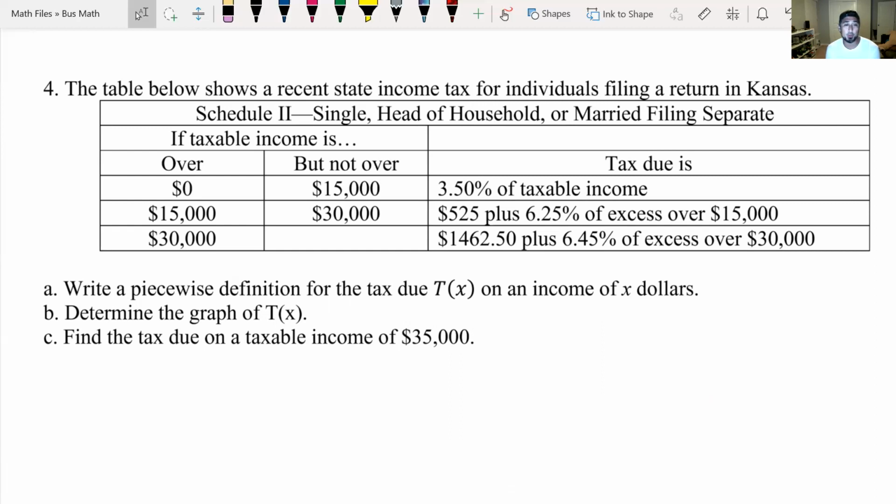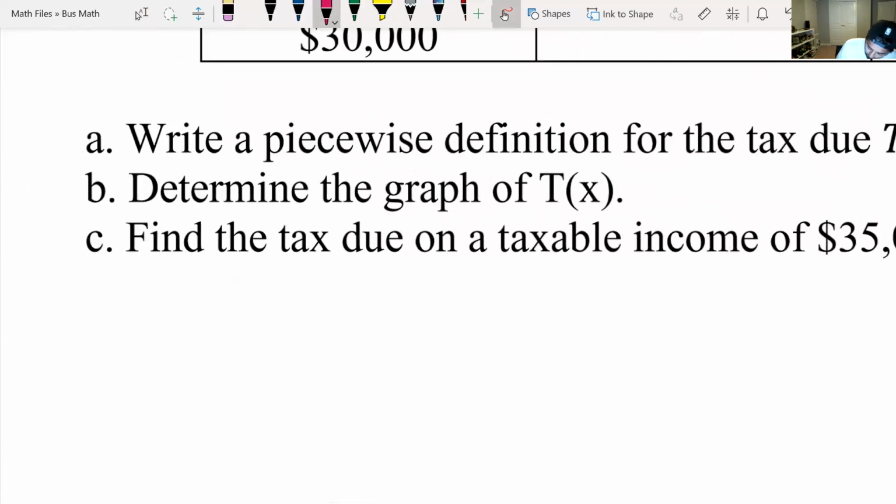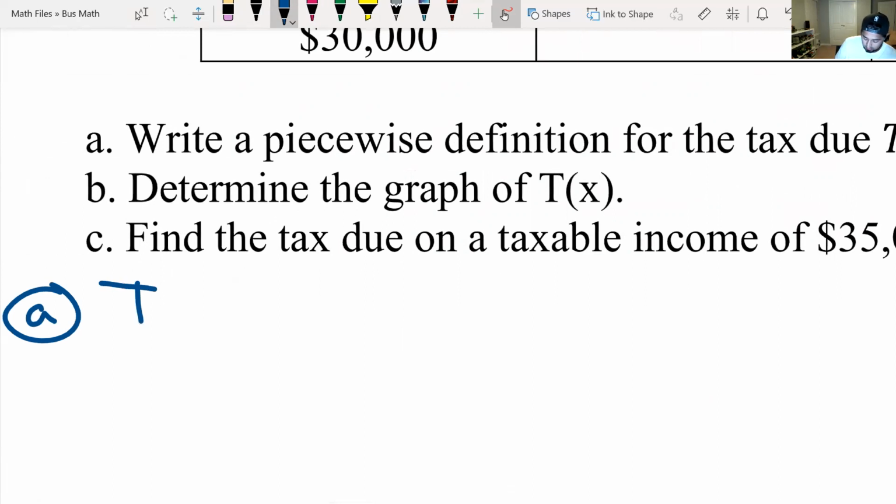And then if the individual makes over $30,000, they will pay $1,462.50 plus 6.54% of excess over $30,000. So our job is to write a piecewise function to represent this tax bracket in Kansas. So we're going to create our own piecewise function. Okay, so that's step A. And we're going to call it T of X.